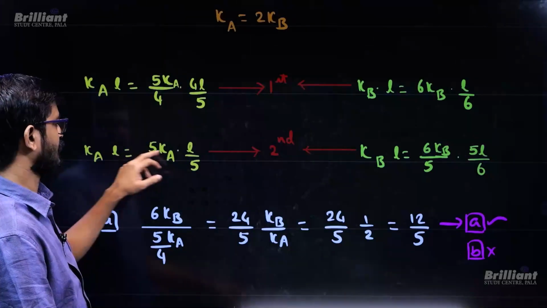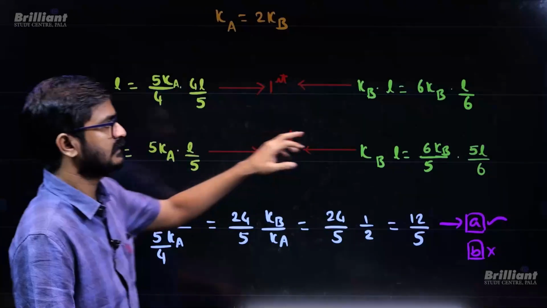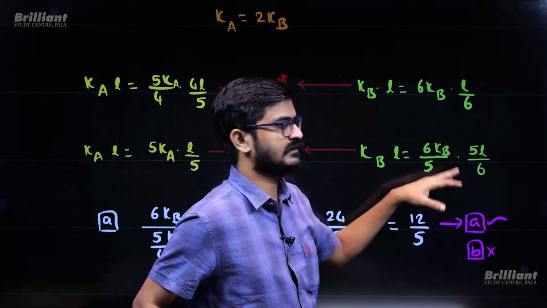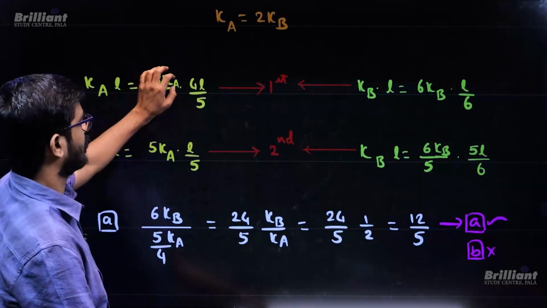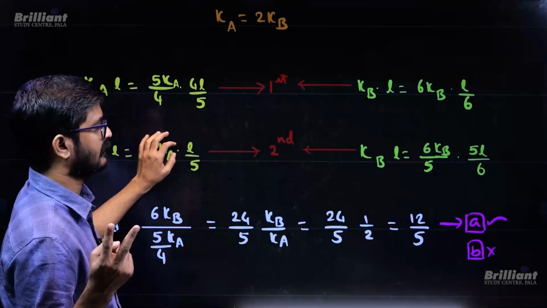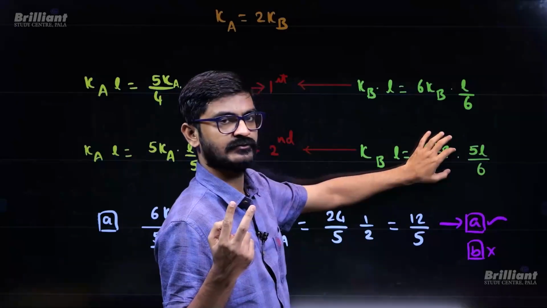Now if this is going to become L by 5, this is going to become 5 times. So new spring constant is 5. Similarly L by 6, this will be 6. 5L by 6, 6 by 5. So you can see this is the spring constant of the first part of spring A, the second part of spring A, the first part of spring B, the second part of spring B.